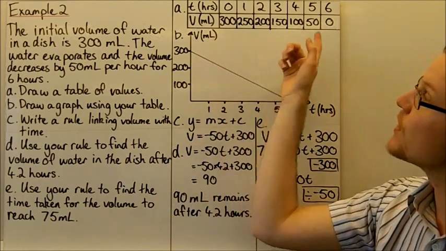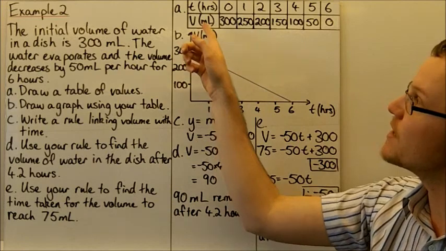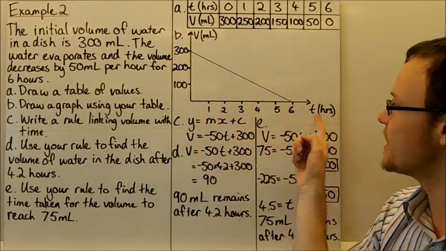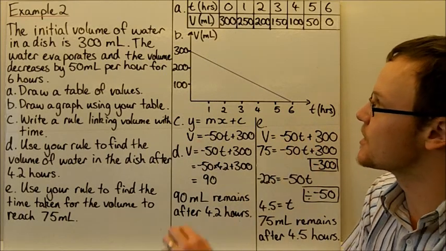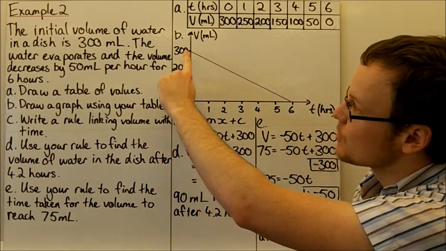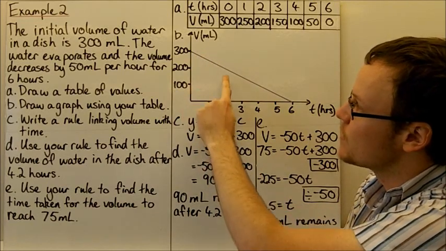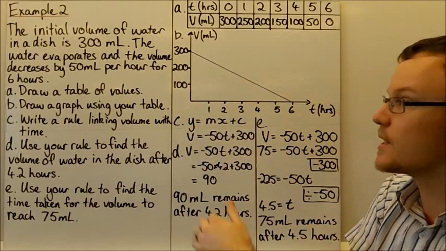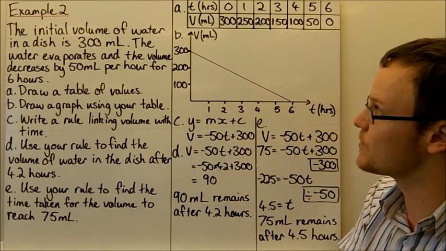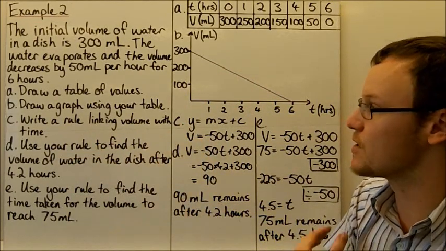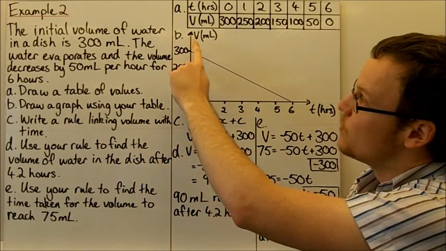So we can then graph those values on a graph with V, volume, on the y-axis here and time in hours on the x-axis. So you can see our initial start is 300 millilitres. After 1 hour, we've got 250. After 2 hours, 200 millilitres, etc. That's what we've graphed.